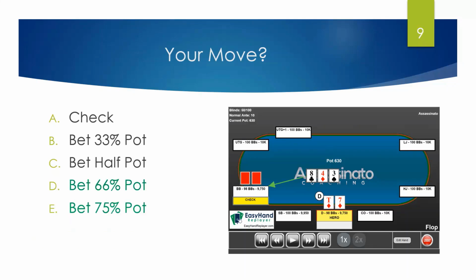You could even bet larger. Why do you think we should bet larger there? So the first one we're going to analyze is betting 66 to 75% pot. And you'll notice most people bet half pot, but I put 66 or 75. Now, why is that? Let me ask you something.